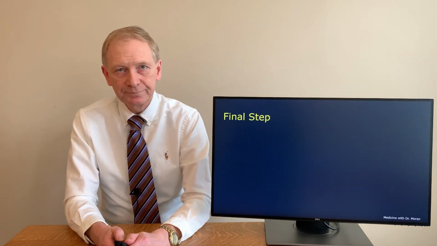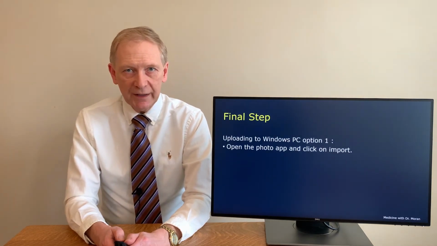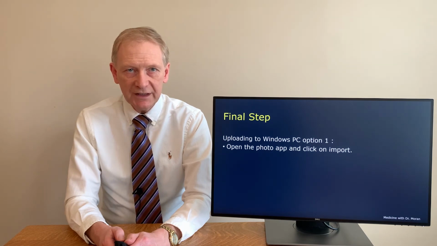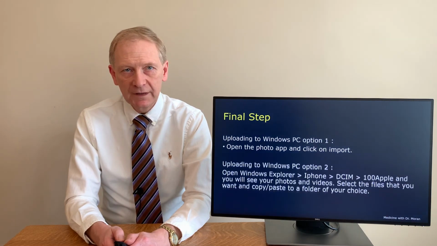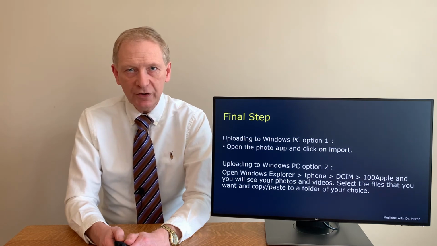Final step. Now try uploading. There are 2 ways of uploading your content to your Windows PC. Option number 1 would be to open the Photo app and click on Import. Now with the new video and photo device extensions, you should be able to see your videos and photos. They should import properly.